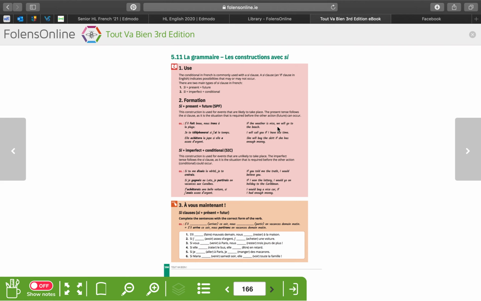Okay? So what it means by a clause, that if the weather is nice, that's a clause. It's part of a sentence. We will go to the beach. That's the second clause in that sentence. It's the second part of it. So what you'll notice is that C plus present has to go together in the one clause, and then future goes in the other clause. So even like putting a bracket or something around that might help, and then put the future separate.